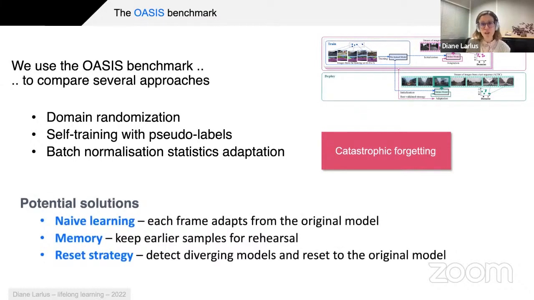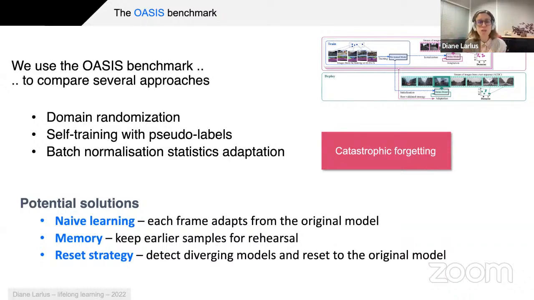There exist some countermeasures. One thing you can do is naive learning. Instead of doing continual learning, what you do is you do continuous learning at each frame, restoring from the original model. So you don't adapt sequentially, you adapt starting from the first model every time. You can't leverage the fact that you have multiple frames, but at least you're sure not to forget.